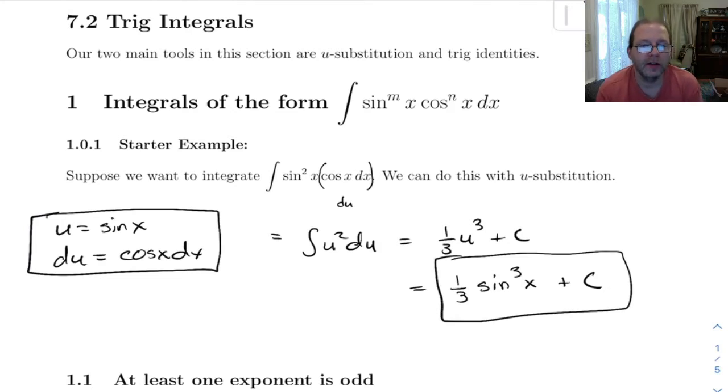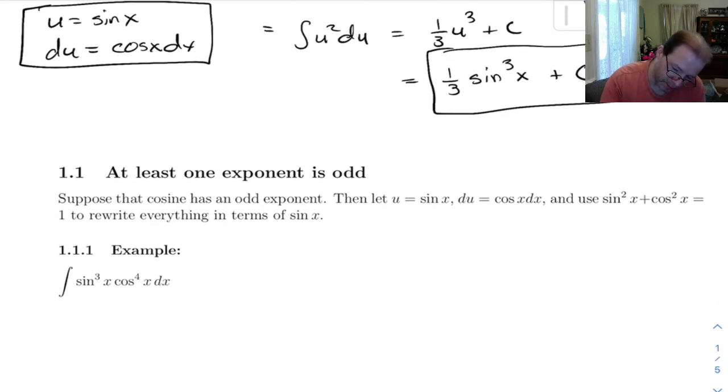All right, and this same basic strategy is going to work anytime that at least one of our exponents is odd. So here's the idea. Suppose cosine has an odd exponent, then you let u equal sine x, and du is going to be cosine x dx. And then, this is unfortunate, it wrapped, but you use sine squared plus cosine squared equals 1 to rewrite everything in terms of sine. So let's look at this example.